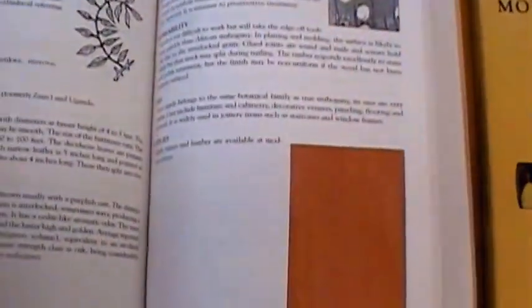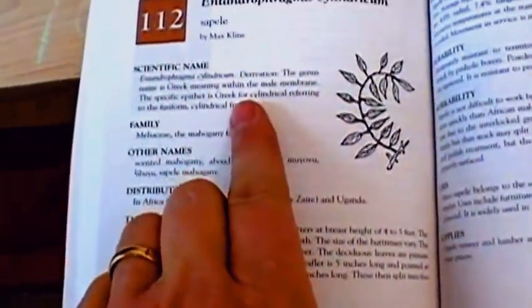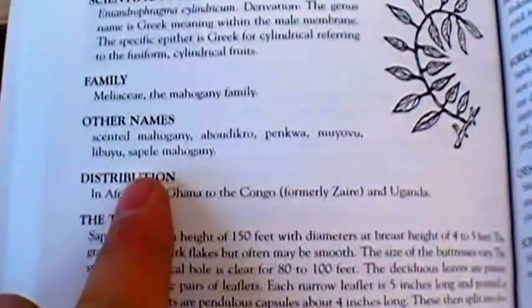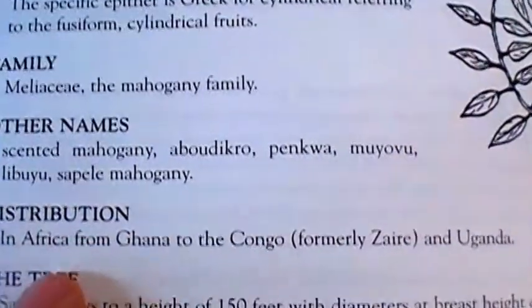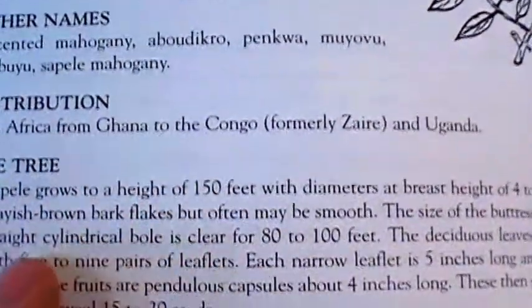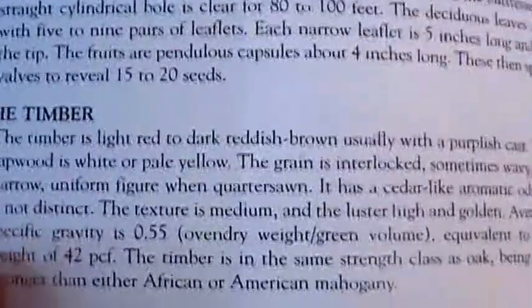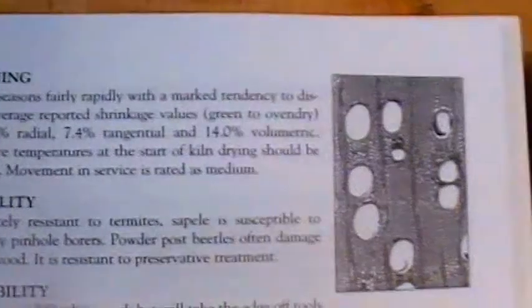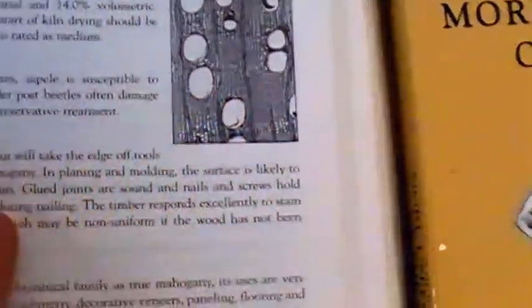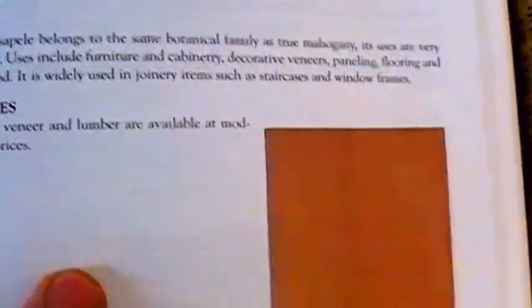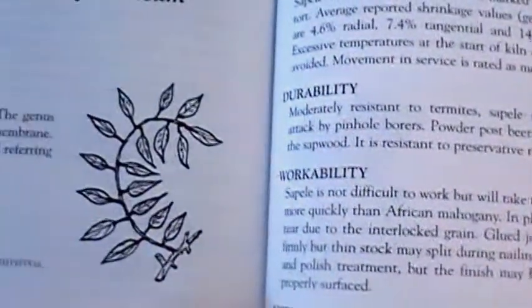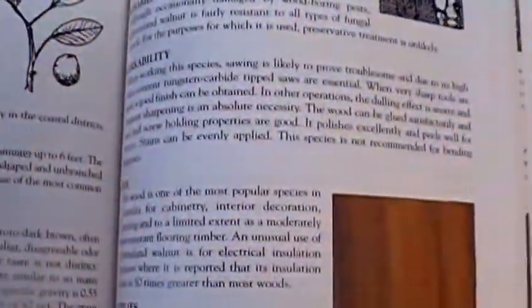They tell you all these woods. Sapele, that's the mahogany that we showed you. It talks about the scientific name, what family it's in, the other names for it. There it is, mahogany, sapele. It's in Africa. It tells you where it's from. It talks about the tree. It'll talk about the actual timber itself, how it's seasoned and how well it seasons, the cellular structure of it, how durable it is, how well it can be worked, its uses, supplies, a picture of it. Sometimes you see a picture of the tree or the leaves or whatever.